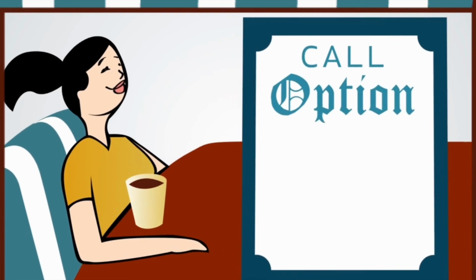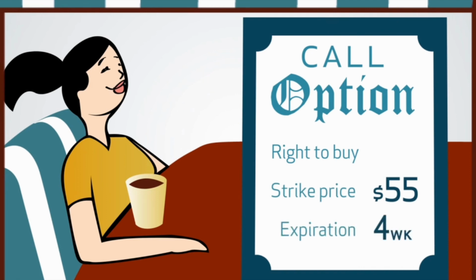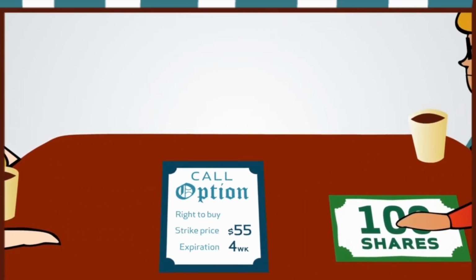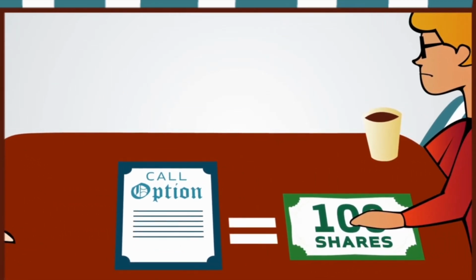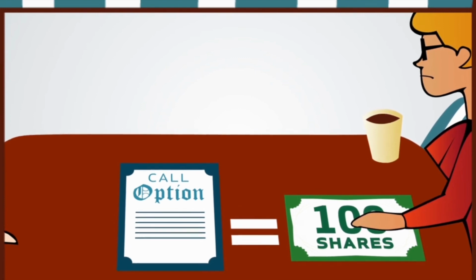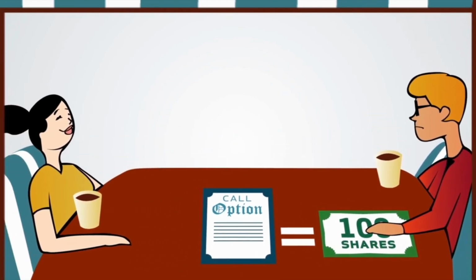This type of option contract gives the buyer the right to buy shares of Stone Curb stock at a set price, called a strike price, at a set time, called expiration. In this case, it's $55 per share in 4 weeks' time. Typically, each standard option contract represents 100 shares, so this one contract would give the buyer the right to buy 100 shares of Stone Curb stock at $55 per share.